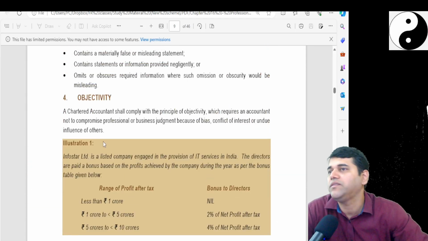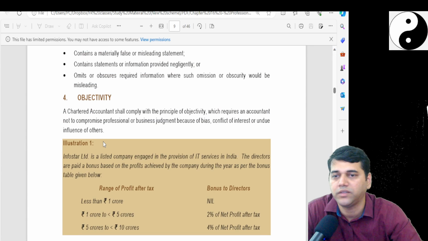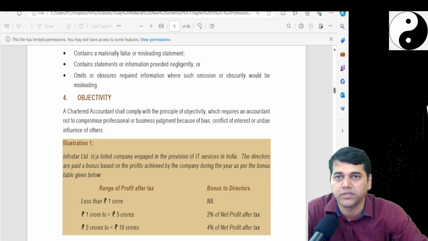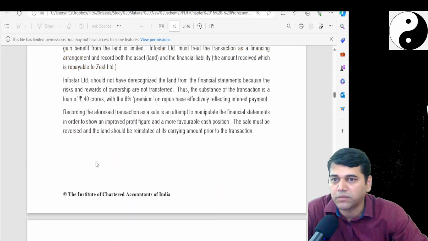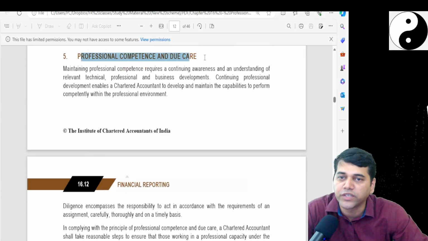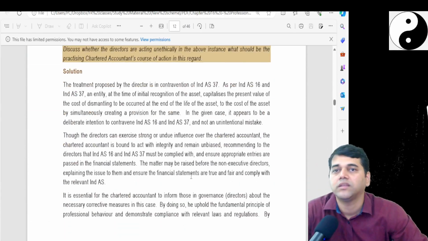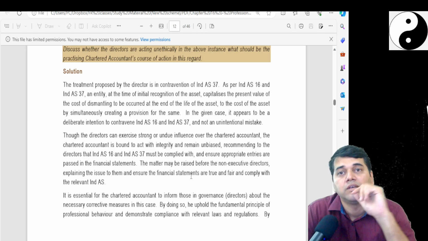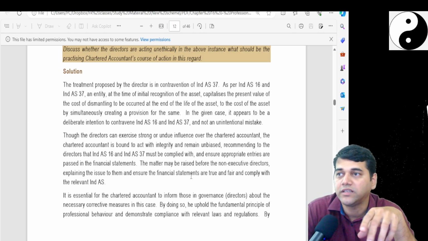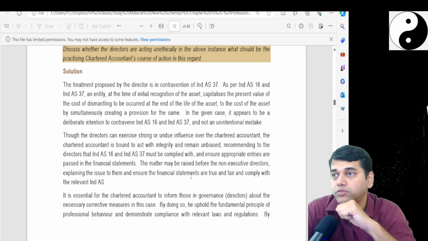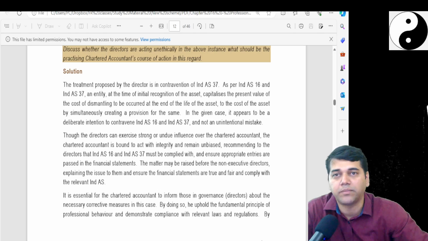We will check it from the illustrations. See, they have discussed one illustration on how objectivity will be compromised. We will check this one by one. Then what all the ethical issues are there? Professional competence and due care. They have given one case study, illustration. Like in this case, what happened? A director told, pass this entry. They brought one undue pressure on you: I will remove you from the job. What should you do? For this one example.